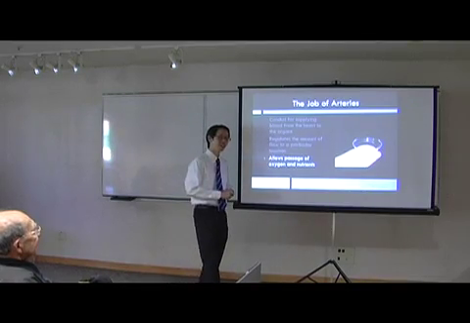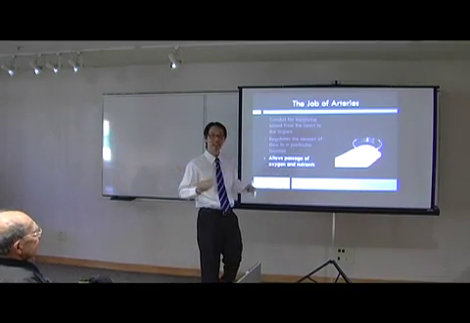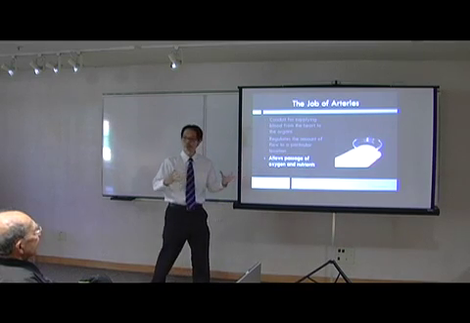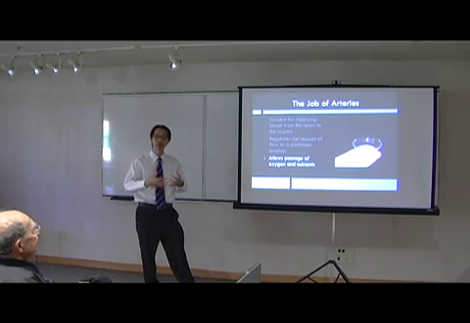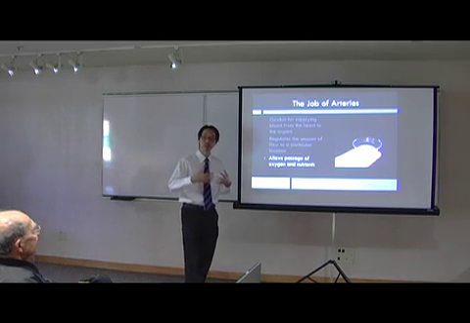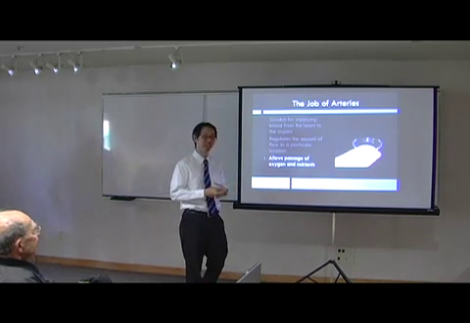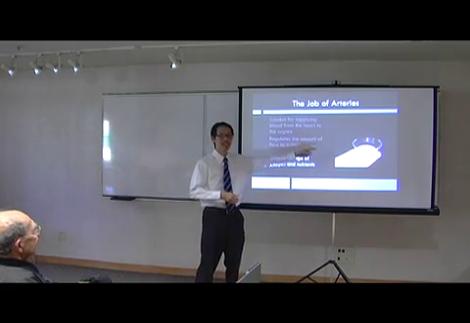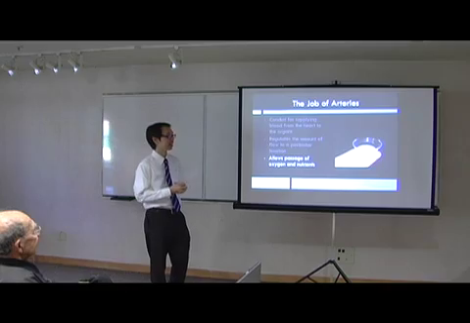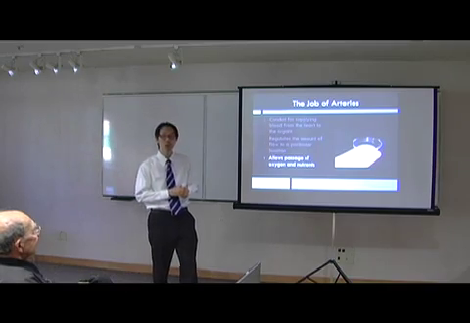Arteries are also porous. So they're not lead pipes. They actually have holes within them so that various nutrients and gases can diffuse through the wall of the artery. It's almost like a contact lens. Various gases and oxygen can pass through the artery.